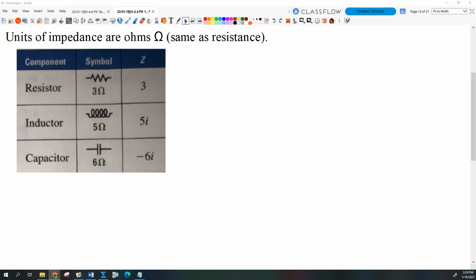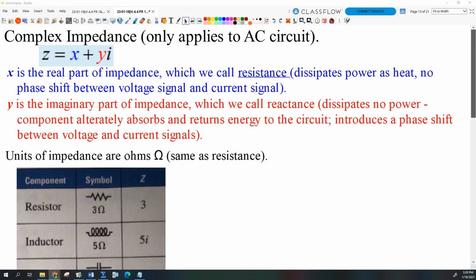And if you want to calculate the overall impedance, you need complex numbers to do that, because if this is the overall impedance, Z, then X is what we call the real part of the impedance. That is the resistive impedance. What that means is that's the part of the impedance that actually dissipates power as heat. There is no phase shift between the voltage signal and the current signal. So if you pass a signal through a resistor, it doesn't get slowed down. It just passes through, but it's dissipated a little bit, right?